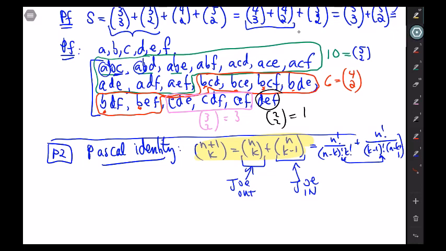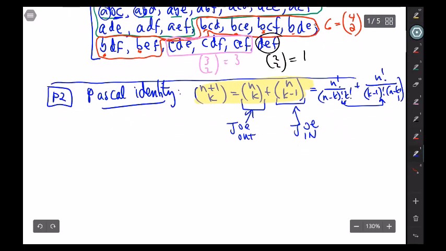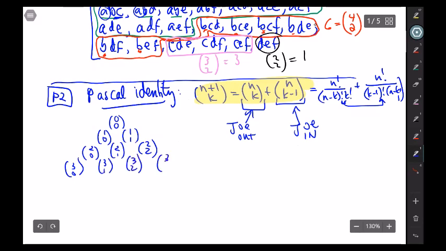Now we can indeed go ahead, and one of the benefits of knowing about the Pascal identity is to be able to construct a Pascal triangle. Let me go ahead and construct this triangle. So on top of the triangle, we have 0 choose 0, and by convention, that's just 1. Then 1 choose 0, 1 choose 1. 2 choose 0, 2 choose 1, 2 choose 2, 3 choose 0, 3 choose 1, 3 choose 2, 3 choose 3.